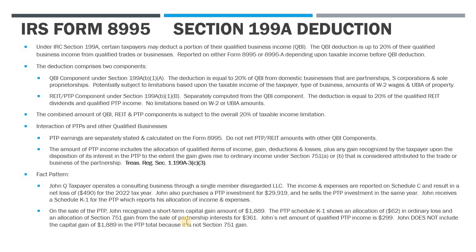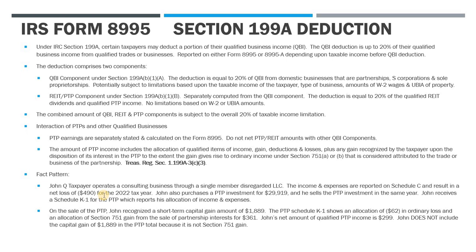So let's look at our fact pattern here, and then we'll go back to the form, and then we'll look at the K1 as well and see how all this is pulling together. So our taxpayer here, John Q. Taxpayer, operates a consulting business through a single member LLC, and so he reports all that income and expense on his Schedule C, and his business has a net loss for the year, $490. But it is qualified business income, and it is a specified service trade or business, so it's still eligible for this deduction. And what we're also going to see is his income is below those thresholds, so again, he's eligible for this simple computation using the 8995 form.